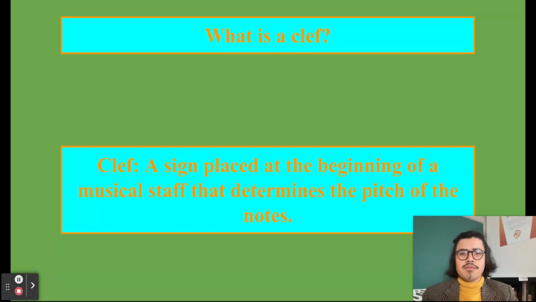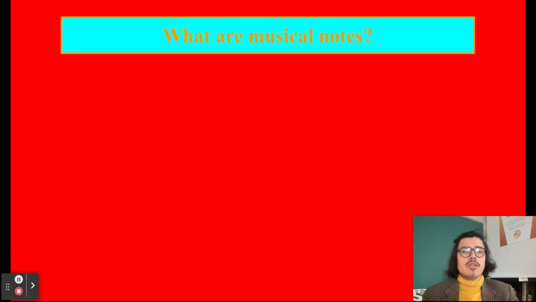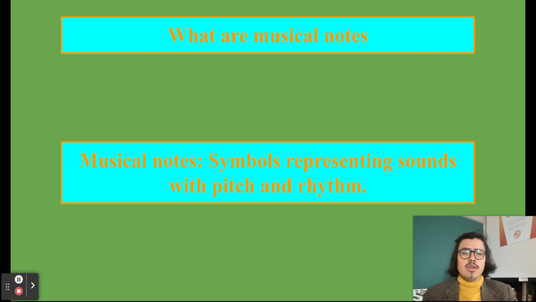What does it do? Well, a clef is a sign placed at the beginning of a musical staff that determines the pitch of the notes. Okay, very nice. What are musical notes? Musical notes are symbols representing sounds or tones with pitch and rhythm.